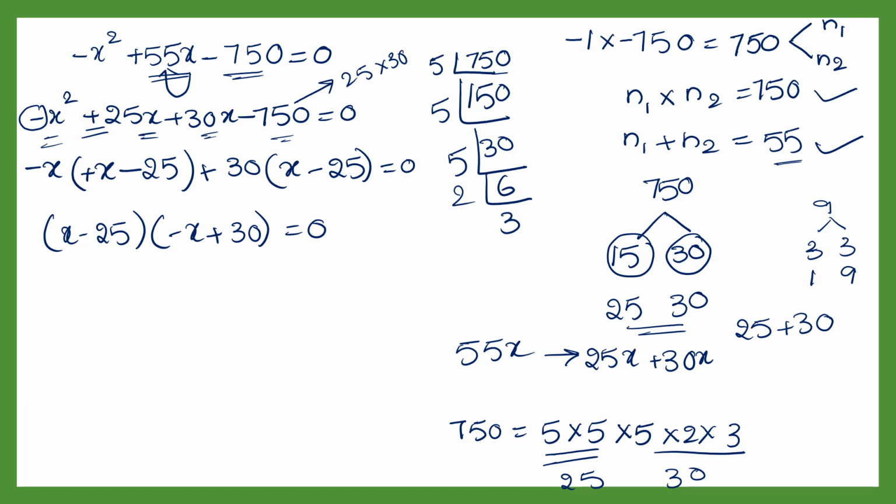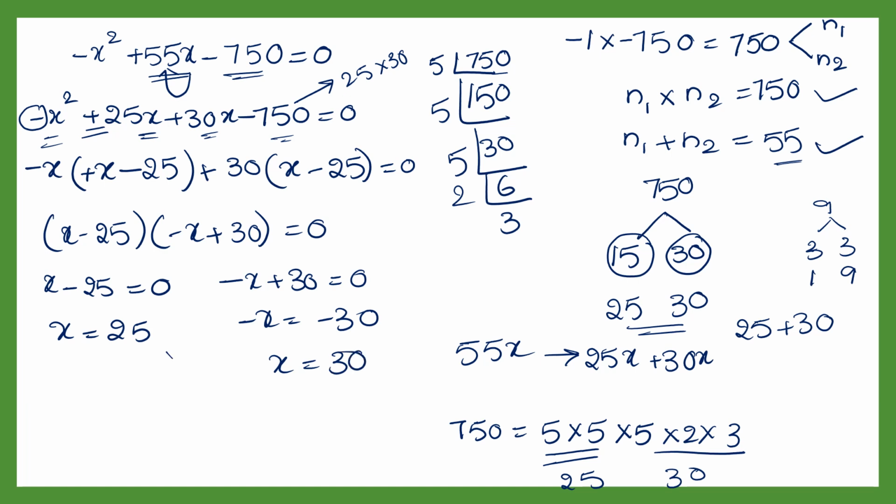We got the factors now. We need to find the value of x. So x minus 25 is equal to 0, x is equal to 25. That means the number of toys is 25. Minus x plus 30 is equal to 0, minus x is equal to minus 30, x is equal to 30. You got two roots to the equation, 25 and 30. So the answer, the number of toys, they are asking initially what is the number of toys. So the answer is either 25 or 30. This is the answer to the question.